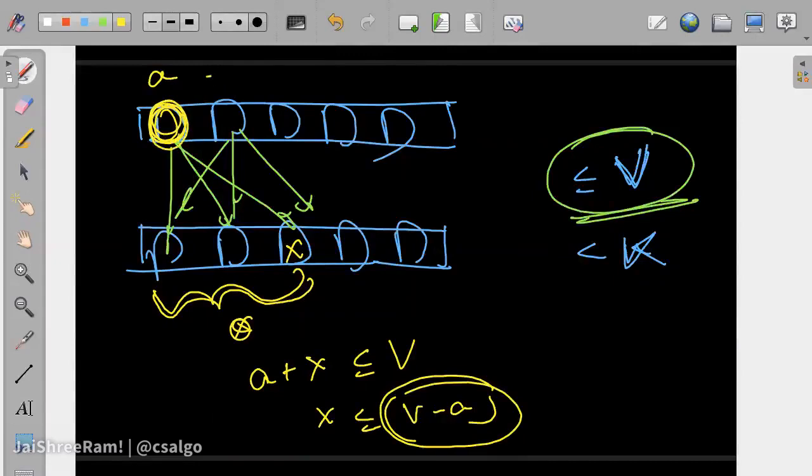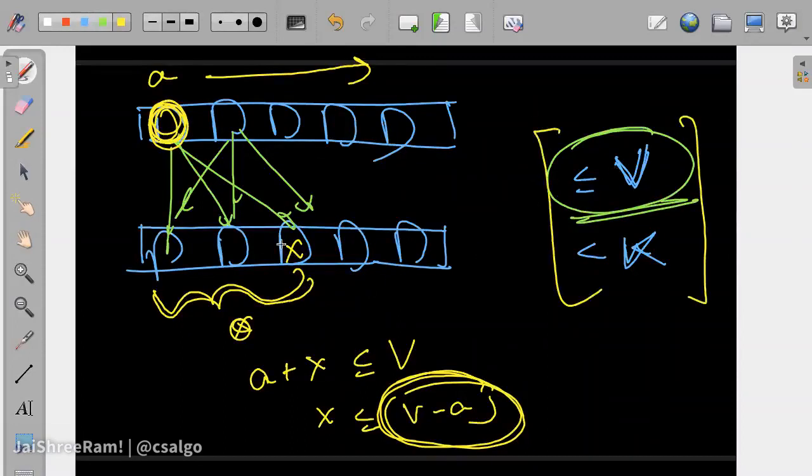So what we can do is iterate on the elements of the first array, and use a binary search or lower bound or upper bound to calculate the number of elements in the second array, to count the number of elements with which that element can be paired so that the sum is less than equal to v. So if this is a, we will search for the number of elements less than equal to v minus a in the second array. So this is the problem that we're solving, right?